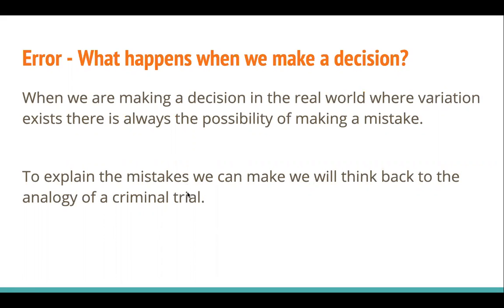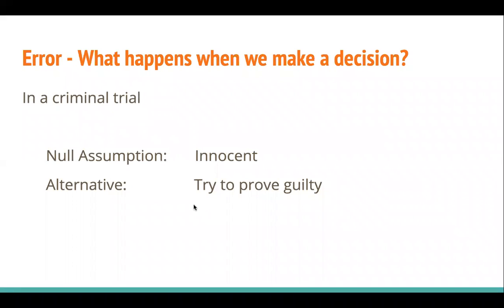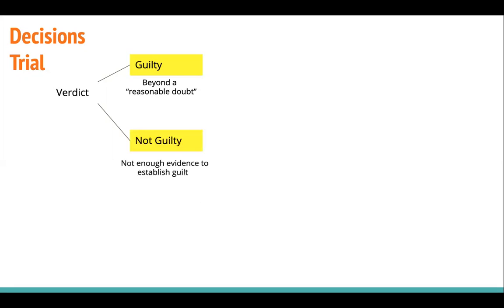To explain the mistakes, we can think back to the analogy of a criminal trial. Our null, our assumption, is of innocence, and then our alternative, what we're trying to prove, is that they're guilty. Our verdict can go one of two ways. Either the person is found guilty, we go beyond that reasonable doubt, less than alpha, or they're found not guilty. And we always say there's not enough evidence to establish guilt. We never say they're innocent.